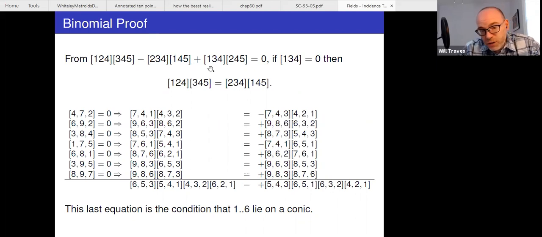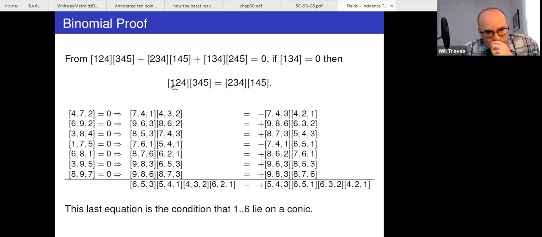Well, if one of the terms is 0, then you could get a binomial. So for instance, what if this term, 1, 3, 4, was 0? Then we would have these other two terms, their difference being 0, so they're equal terms, right? So whenever you have 3 points that are collinear, you get an equality of two bracket monomials like this. And you can use this to cook up some nice proofs. I call this a binomial proof.